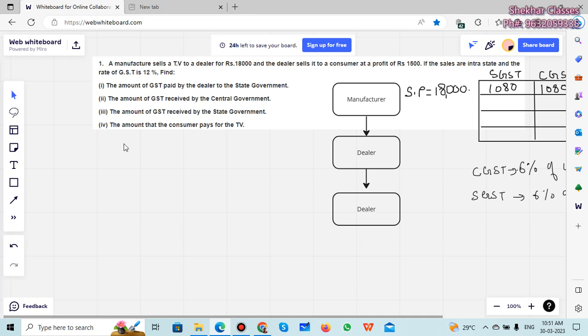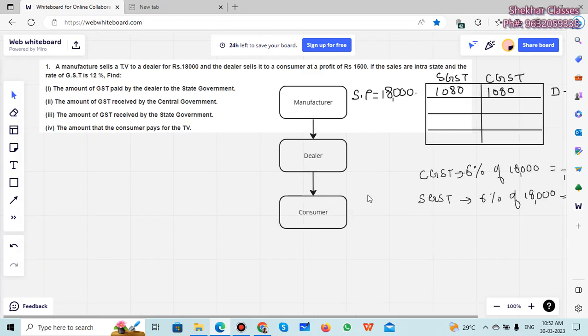The dealer has sold it to the consumer, so let's put it here. Now the consumer has not paid the same price the dealer paid; the dealer wants a profit of 1500. So what is the dealer-to-consumer amount, the selling price?